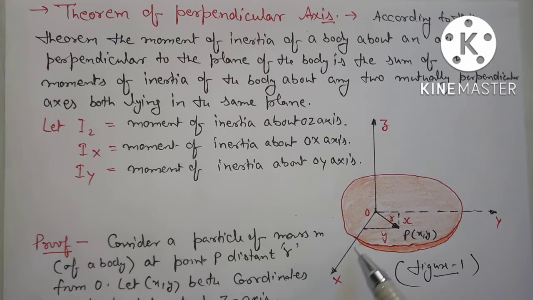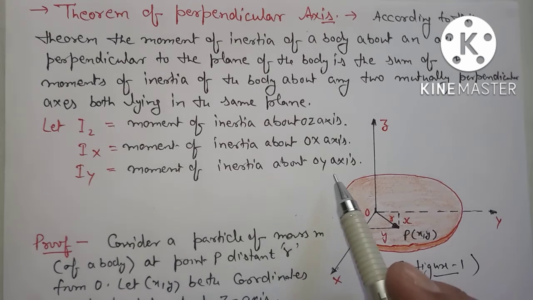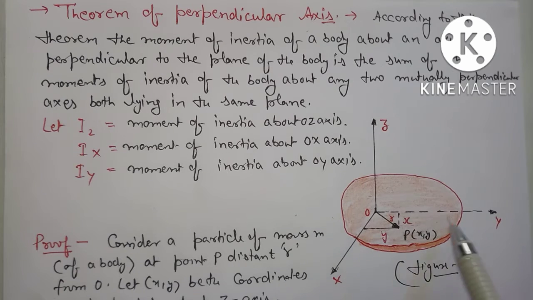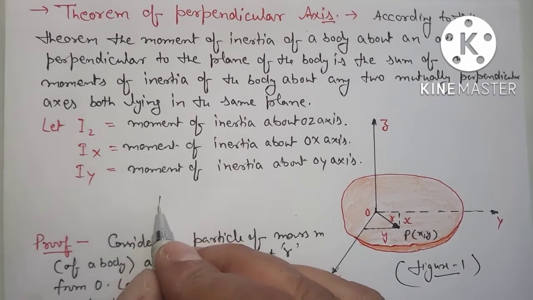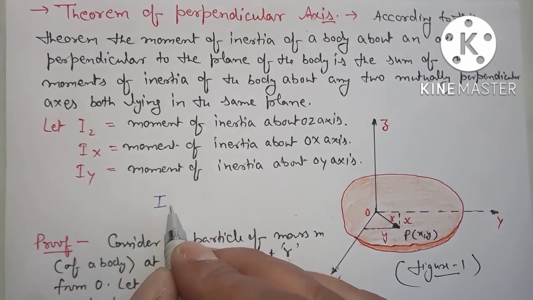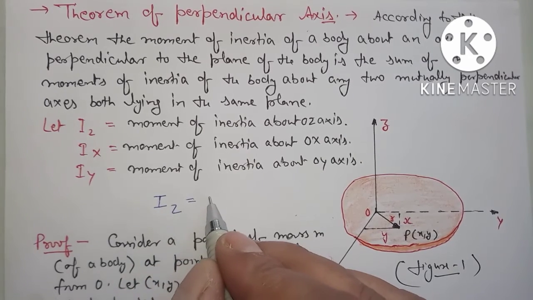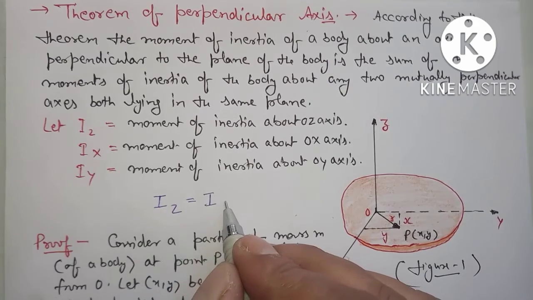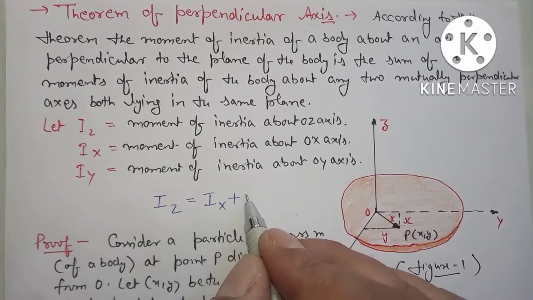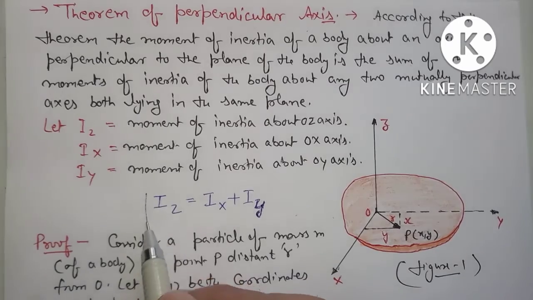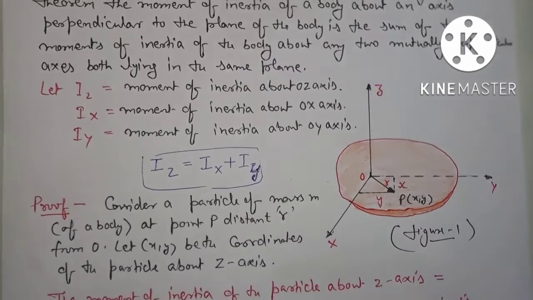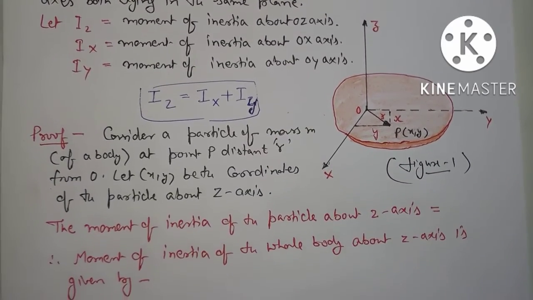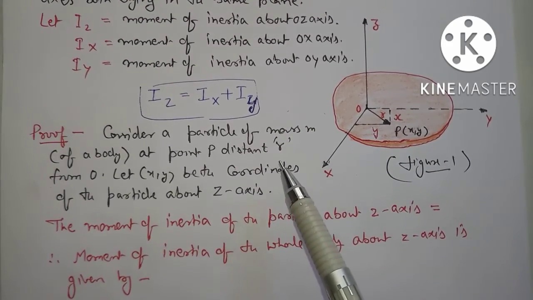Let Iz be the moment of inertia about the OZ axis, Ix be the moment of inertia of the body along the OX axis, and Iy be the moment of inertia of the body along the OY axis. Then according to the theorem of perpendicular axis, the moment of inertia of the body along the z-axis is equal to the sum of the moment of inertia of the body along the x-axis and y-axis. That is, Iz is equal to Ix plus Iy. Now we are going to derive the proof for this.